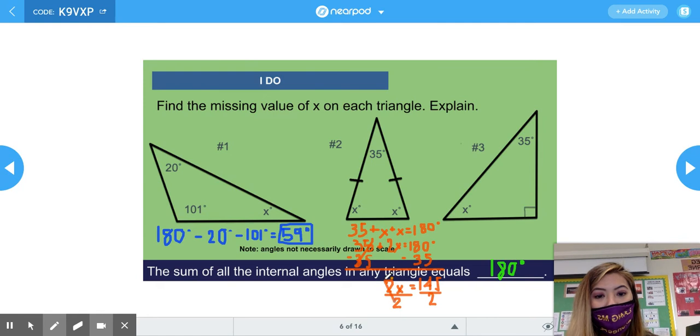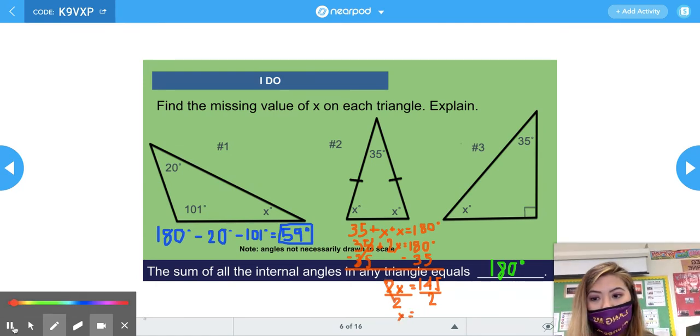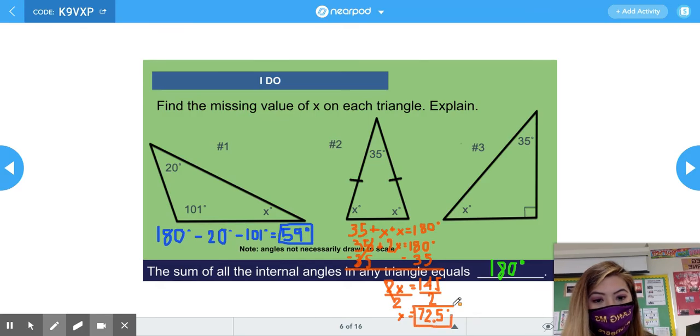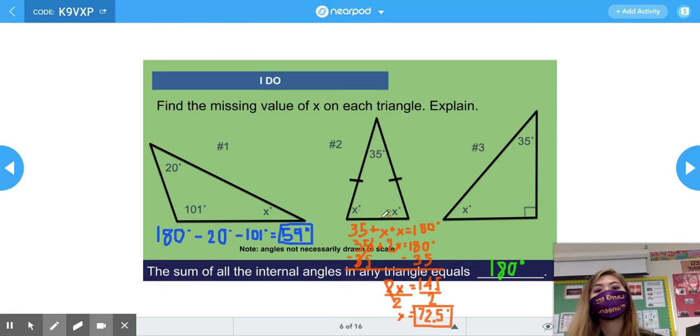2 divided by 2 is 1. So we have x is equal to, then we have 145 divided by 2, and that is going to be 72.5 degrees. So that means that each x represents 72.5. And so just to double check our answer, we can do 72.5 plus 72.5 plus 35, and that equals 180.